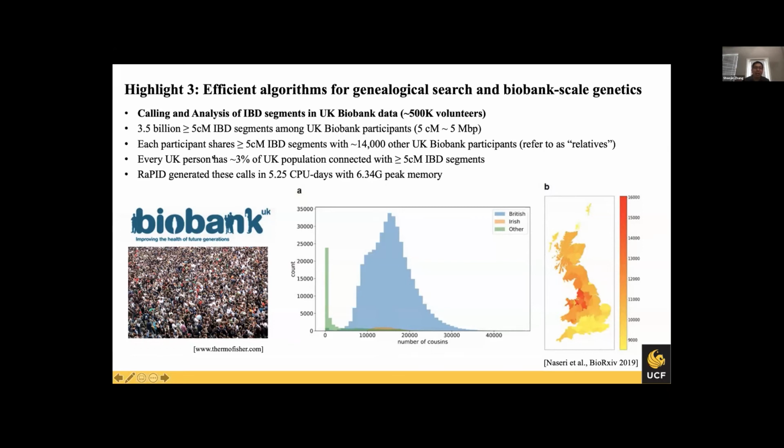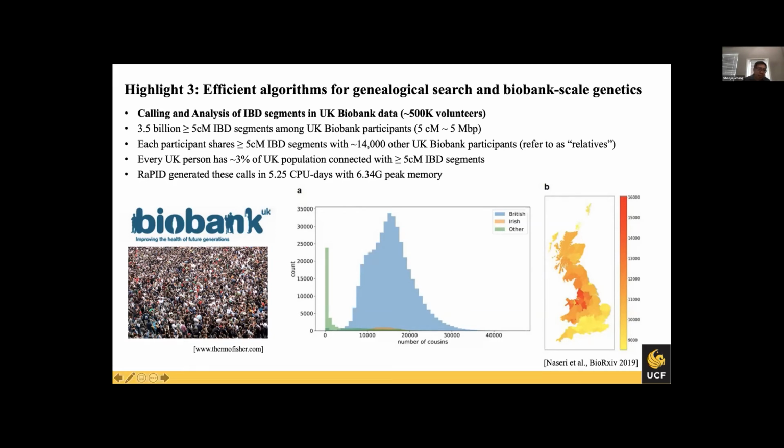To extrapolate that, each UK person will have about 3% of the UK population connected to them. The figure shows an interesting finding: people living in central England, near the Manchester region, have more relatives than people living in southern England, which is the London region. One thing to let you know is RAPID can generate 3.5 billion IBD results in less than a CPU week.